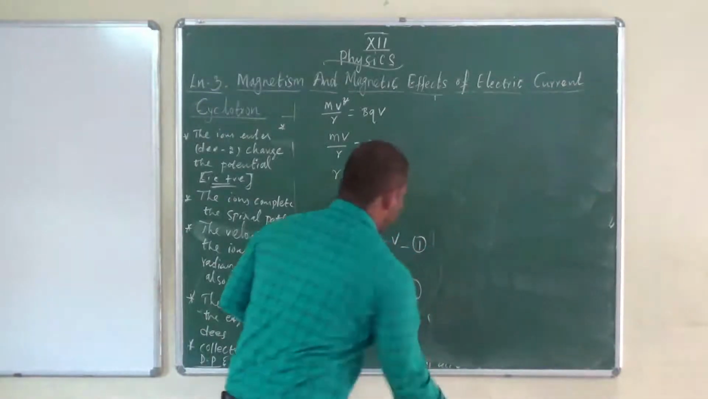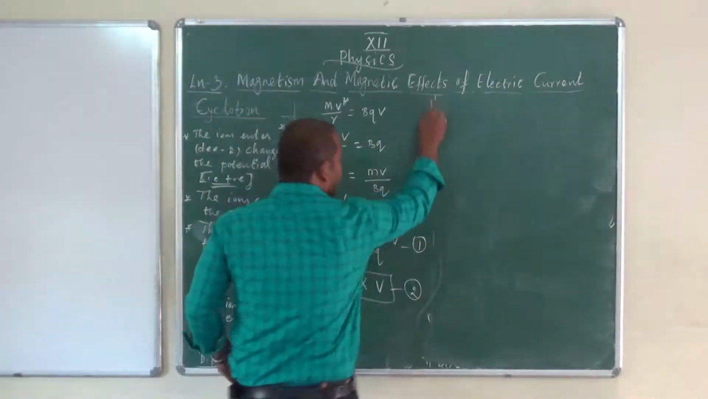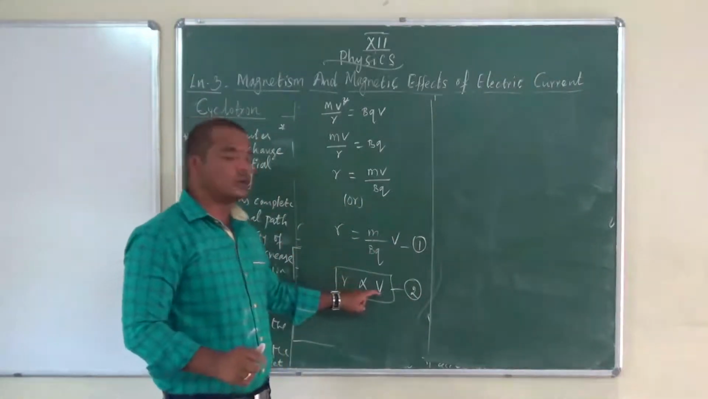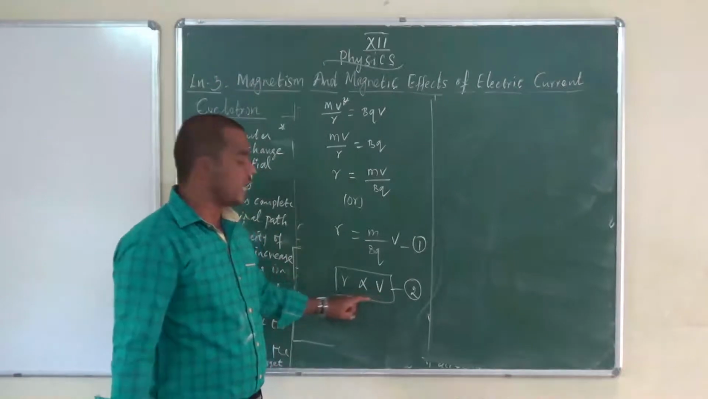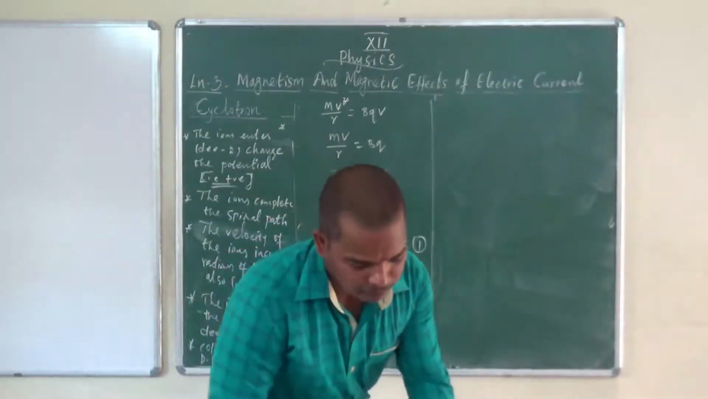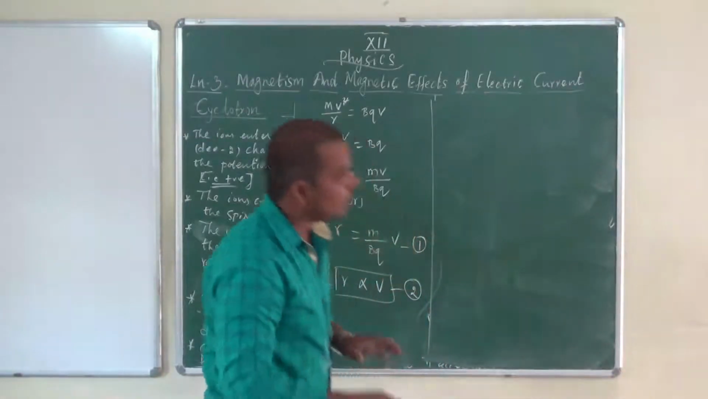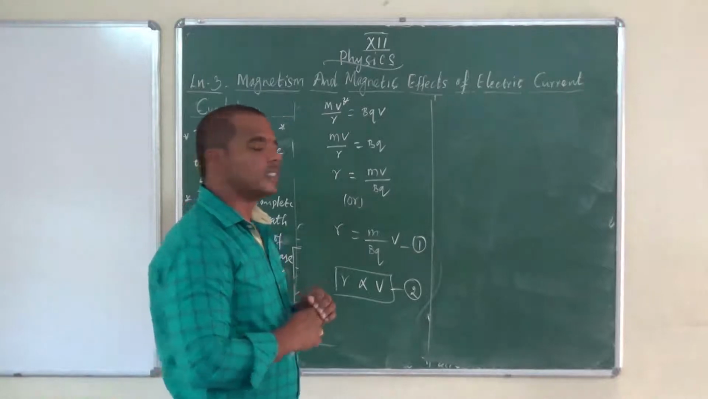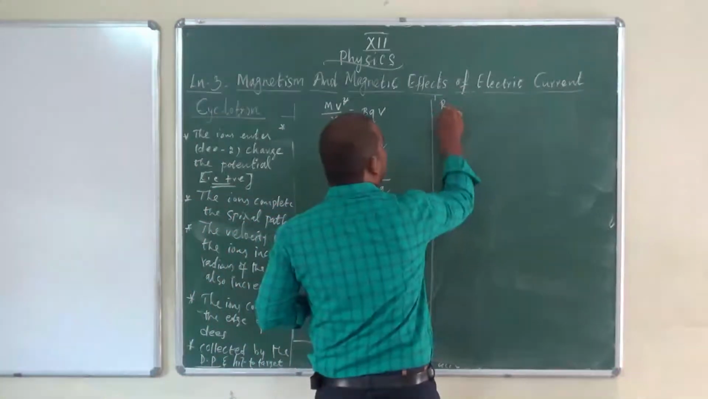Next, equation 2, an important one-mark question: the radius of the ion is directly proportional to its velocity, or the velocity of the ion is directly proportional to the radius. Okay, so next we are going to the one important condition of cyclotron operation, the frequency resonance condition.